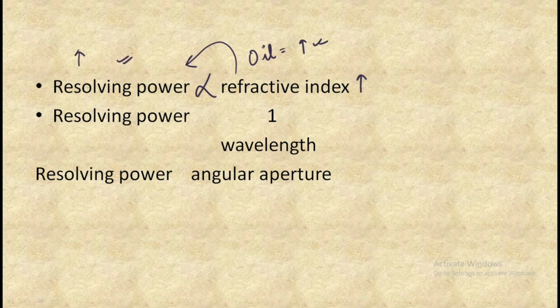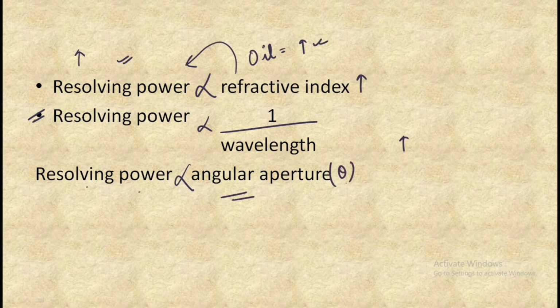The second relation we need to keep in mind is that resolving power is inversely proportional to wavelength. That is, when the wavelength of the light falling on the microscope increases, the resolving power of that microscope decreases. The third relation is that resolving power is directly proportional to angular aperture.